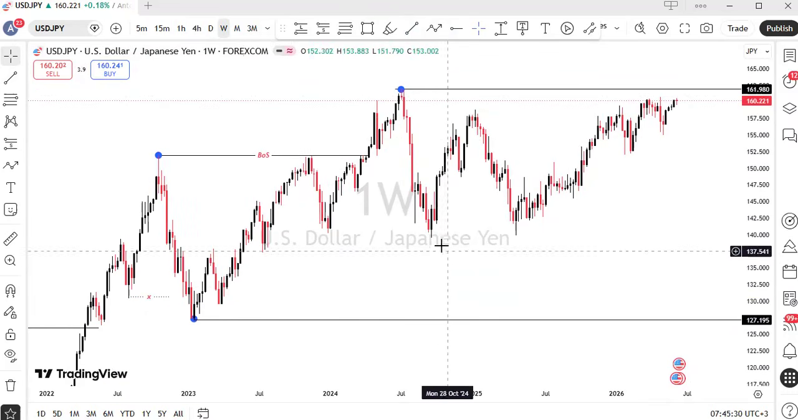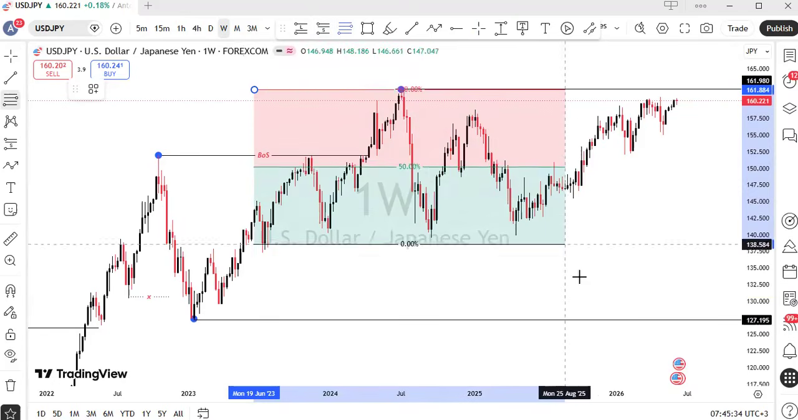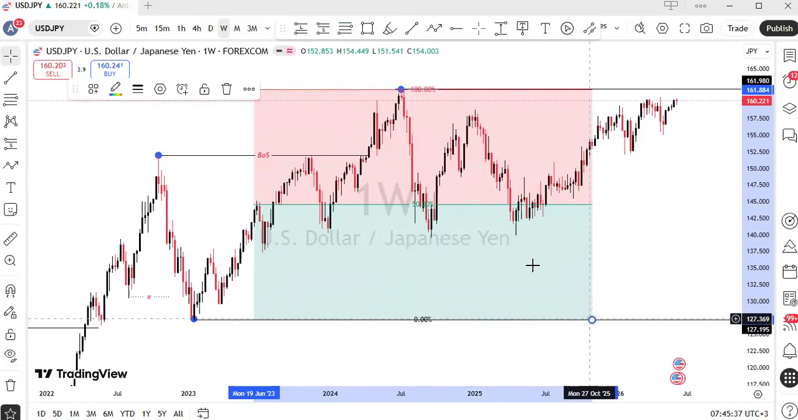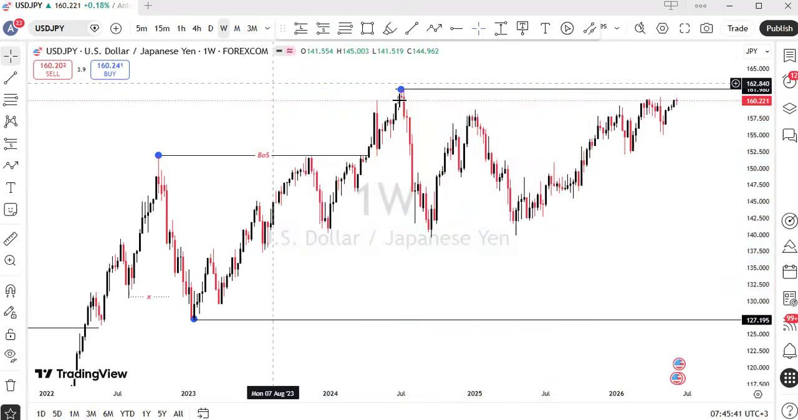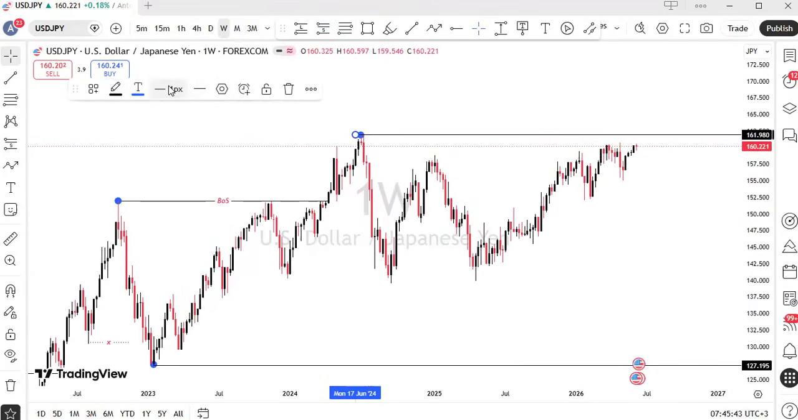Okay, so did this pullback come to the 50%? At least to the 50%. Let's confirm. If we place a fib from the high to the low, we can see that the market traded to the discount and then we are currently buying, right? So since we are very close to the target, this is our target, the buy side liquidity.